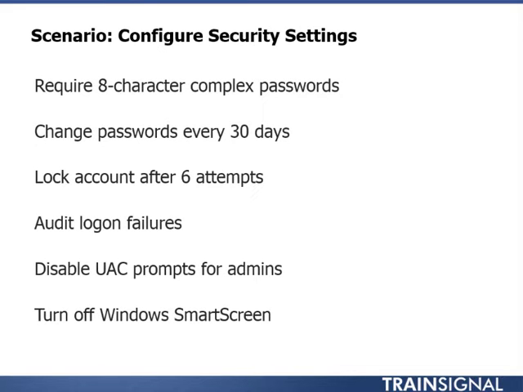So here's that real world scenario I told you about at the beginning of the lesson. We just got a list of security settings from IT that we need to enforce, and we need to make sure that this policy is applied to our Windows 8 computer. We need to require some 8-character complex passwords. We need to make sure the users change their passwords every 30 days, and we need to lock them out if they type the wrong password 6 times. We need to audit logon failures. We need to disable UAC prompts for admins. It doesn't make it more secure, it makes it more convenient. And we need to turn off Windows SmartScreen. Again, some of these choices are made to make things more secure, others to make things more convenient for users.